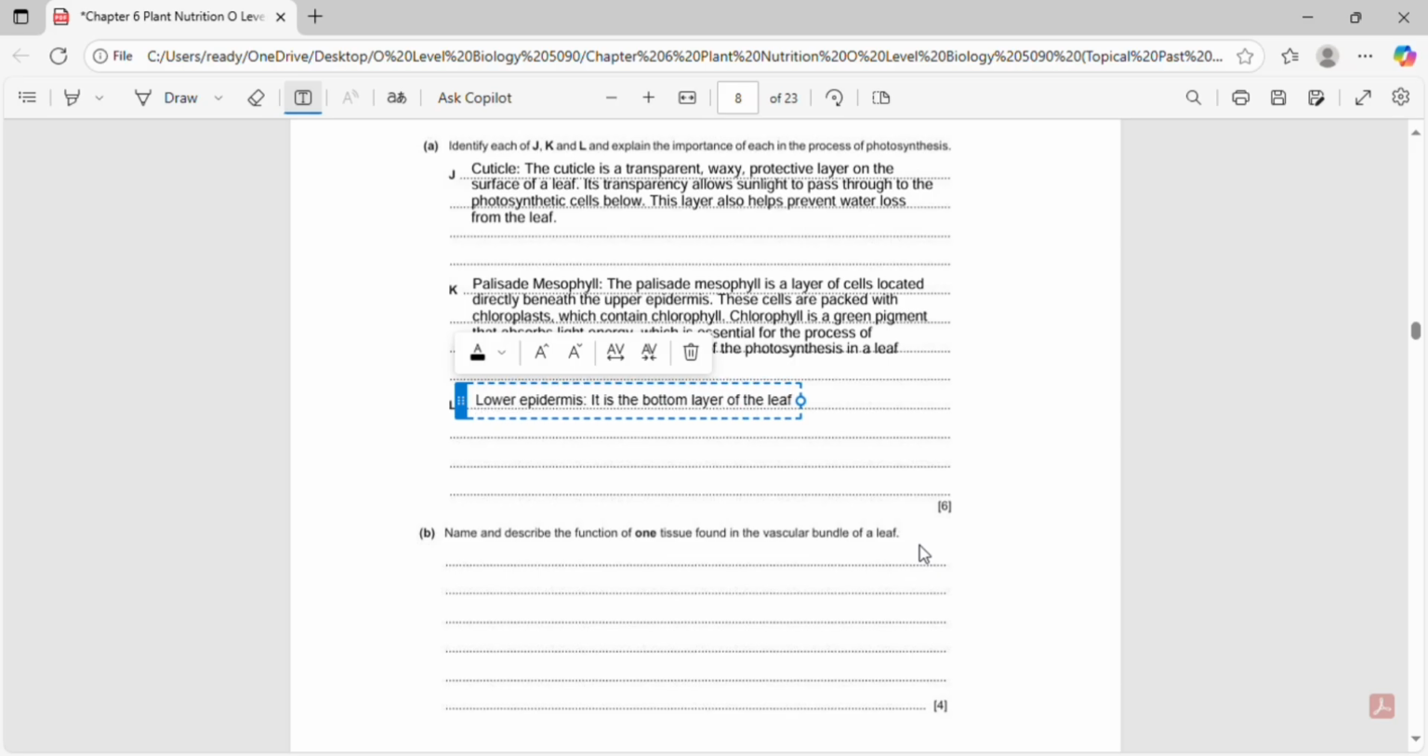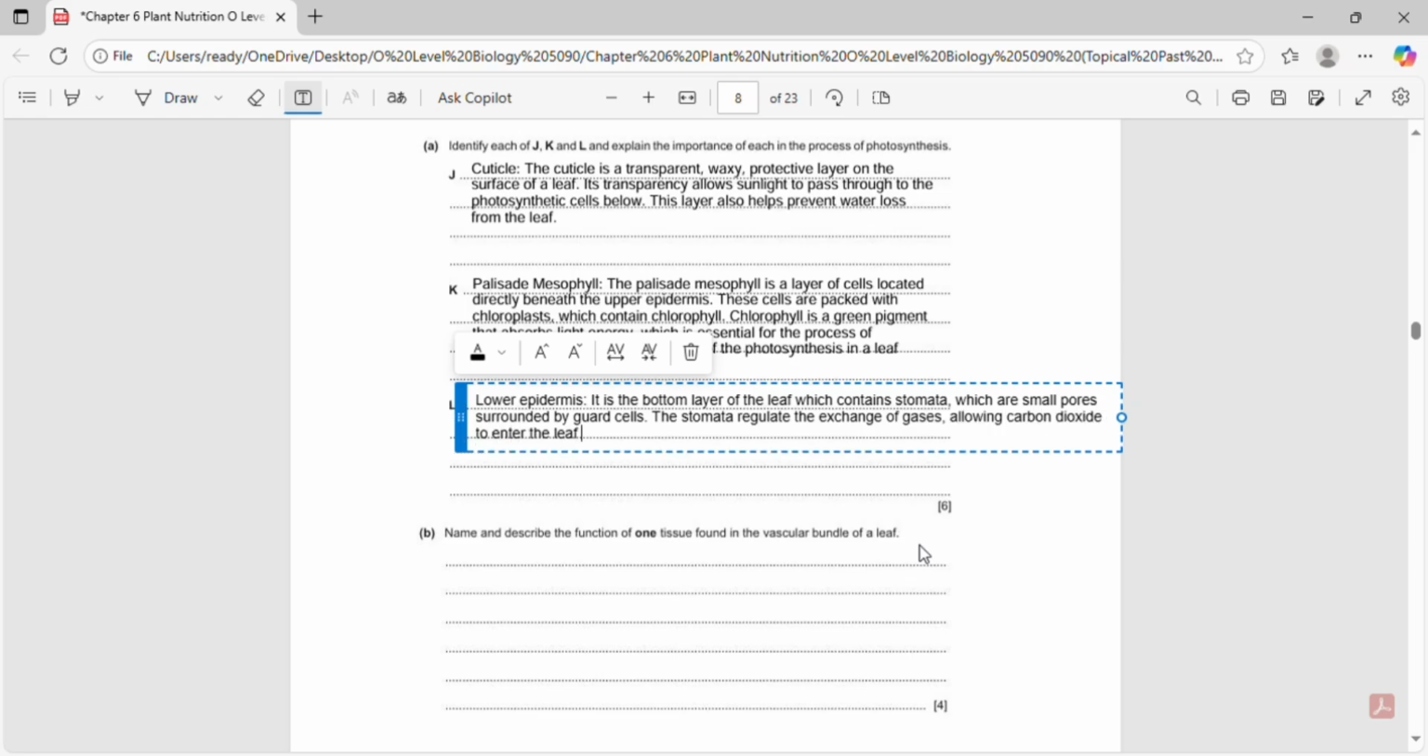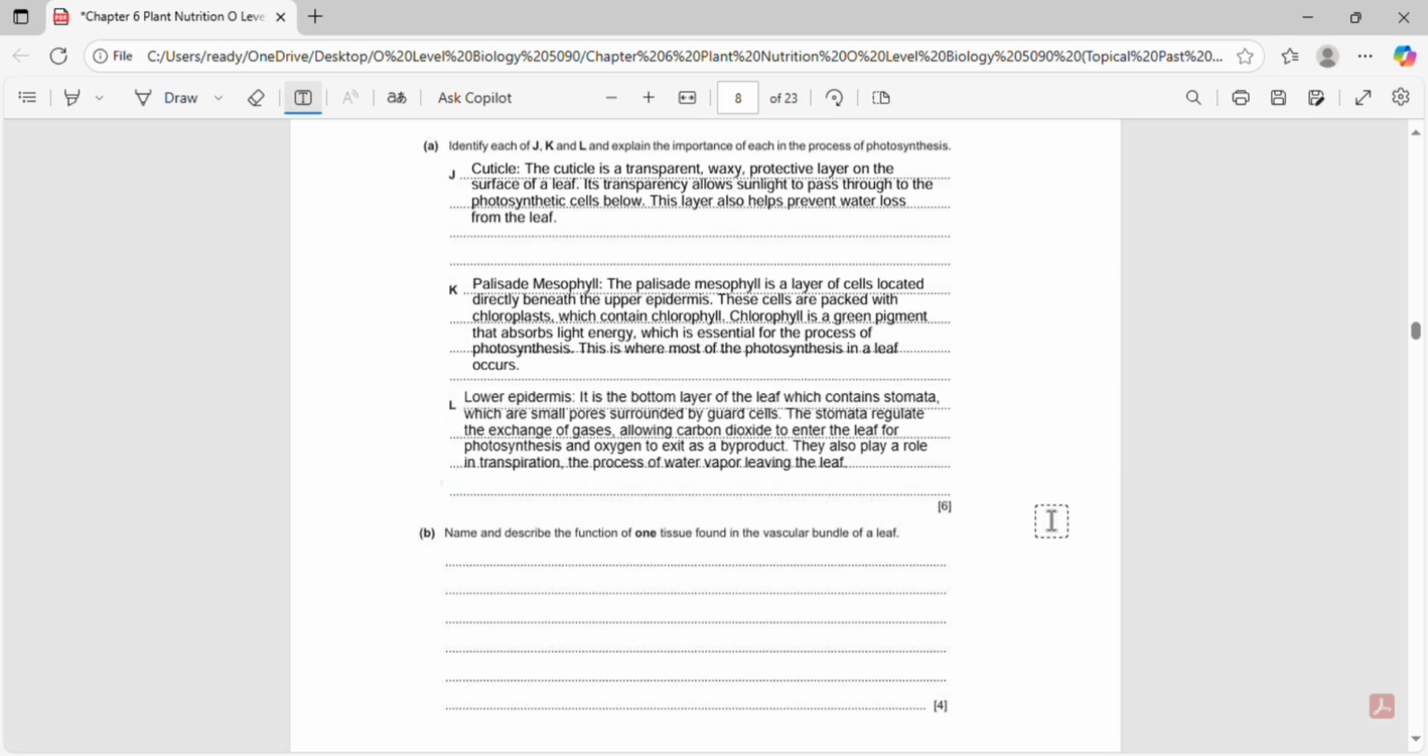L is lower epidermis. The lower epidermis is the bottom layer of the leaf. It contains stomata, which are small pores surrounded by guard cells. The stomata regulate the exchange of gases, allowing carbon dioxide to enter the leaf for photosynthesis and oxygen to exit as a byproduct. They also play a role in transpiration, the process of water vapor leaving the leaf. This means the lower epidermis helps manage the gases needed for photosynthesis, bringing in carbon dioxide and letting out oxygen, while also playing a role in controlling water loss.